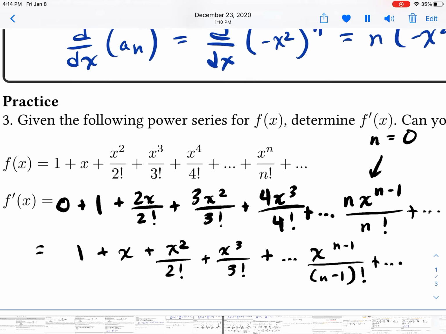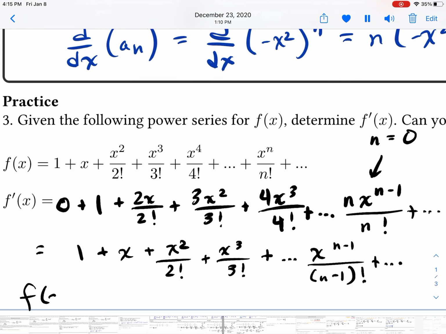Now, take a look at this series for the derivative. See if you notice anything about it. Specifically, compare it to the original series that we had for f of x. And based on this, can you figure out what the function is? If you can, pause the video right now and think about it. Well, hopefully you've had a chance to think about it, and if you have, then hopefully you had this very cool light bulb moment. Did you guess what f of x is? It is e to the x.